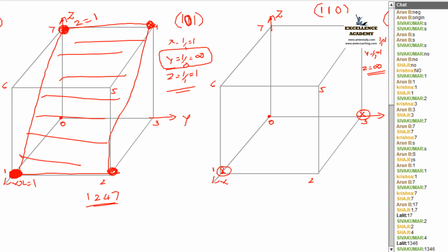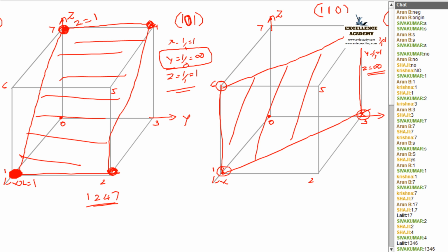So what to do? From this obtained point, you have to draw lines parallel to z axis. So I reach 4. Next is parallel to z axis from 1. I reach 6. Join the obtained points by means of straight line. I got 1, 3, 4, 6 as the plane. Is it clear to all?